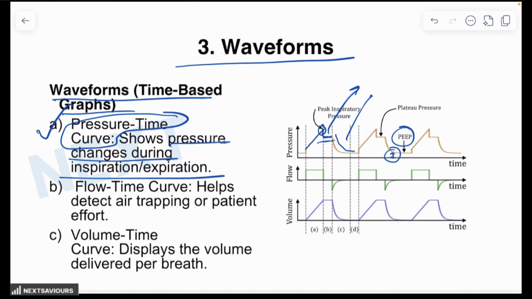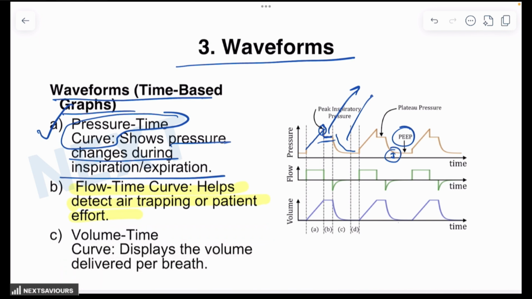Then there is the flow-time curve, which helps in detecting the patient's effort. As you can clearly see over here, this is the normal flow provided by the ventilator during inspiration and expiration. But imagine there is an additional curve in between, which means there are efforts by the patient also. It can be identified on this flow-time curve, and on that basis you will decide whether to start the weaning process or not. That means, can we take the patient off the ventilator or not?